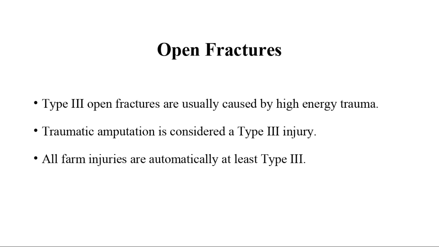Now, as I said, type 3 open fractures are usually high energy trauma. What also should be put under type 3? Traumatic amputation and all farm injuries. So now, if someone fell into the barn and sustained a type 1 with a centimeter wound, that is automatically a type 3, simply because of the type of organisms which will now enter into the wound.